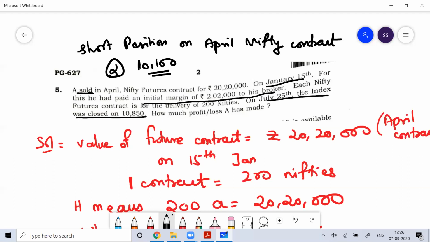Then on the last Thursday of April of that year, that contract will automatically expire. Whatever is the future price of Nifty on that day, if you compare that with the day when you went into the contract, what price you have taken, comparing them you can decide A's profit and loss. But here you cannot take a July contract in January.